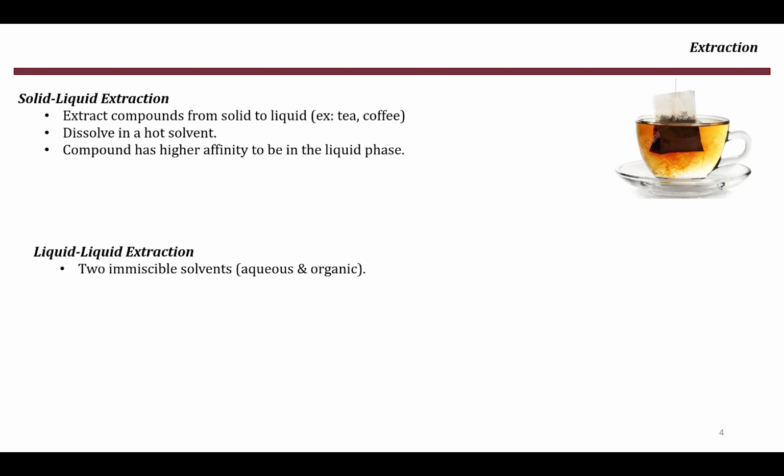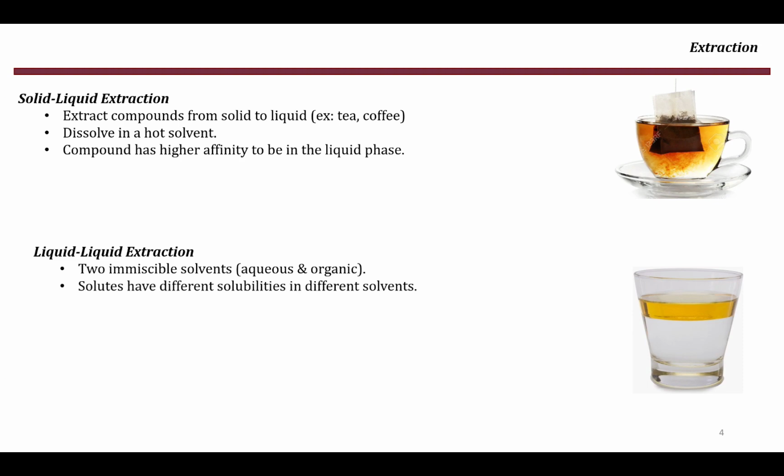So the solvents should be immiscible. They cannot be miscible. They have to form a heterogeneous mixture, or they have to form two layers. And usually we just use an aqueous layer and an organic layer. The aqueous layer is of course water, and the organic layer could be any of the organic solvents. For example, if we have a mixture of oil and water, this is a heterogeneous mixture.